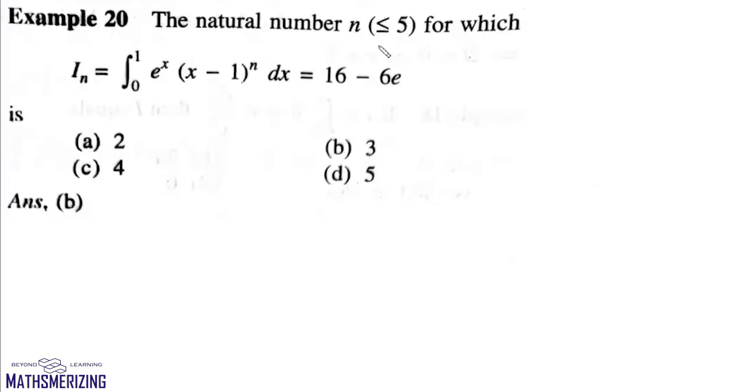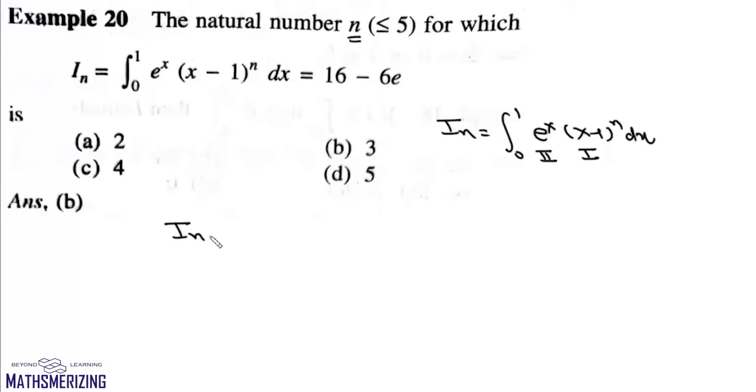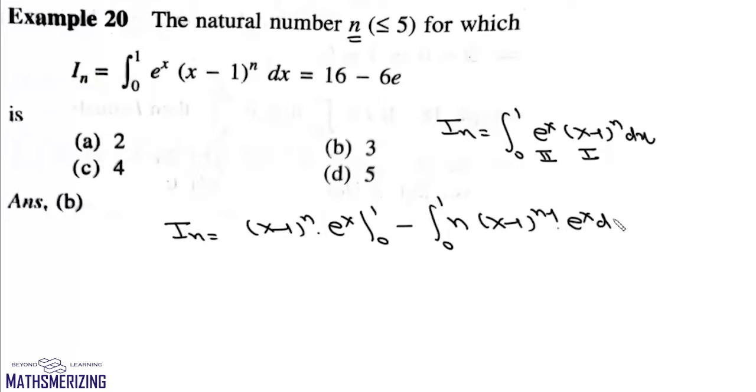Say for example, we need to find natural number n less than or equal to 5, for which this integration In, which is from 0 to 1 of (e to the power x) (x minus 1) to the power n dx, is 16 minus 6e. Now we'll solve this question by parts. This is the first function and this is your second function. We'll work out a reduction formula. So this In will be (x minus 1) to the power n as it is, and it is e to the power x from 0 to 1, and then minus this integral from 0 to 1 n (x minus 1) to the power n minus 1 into e to the power x dx.